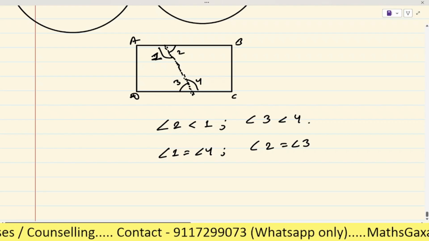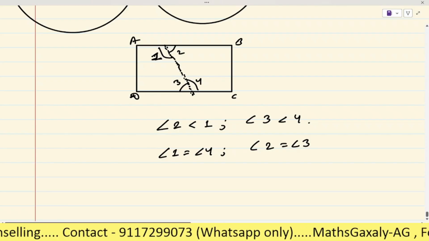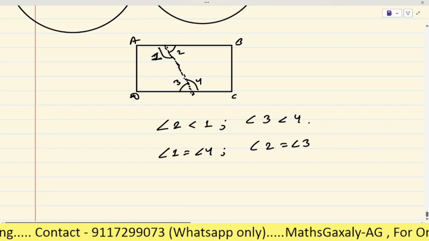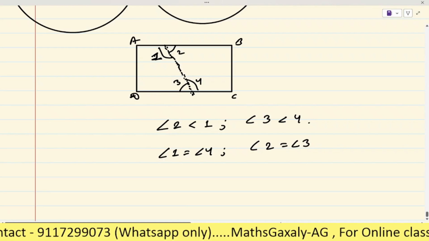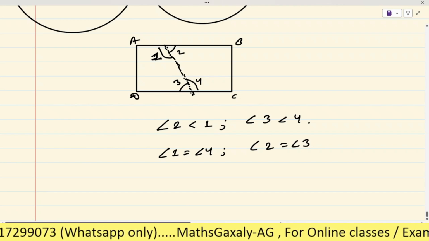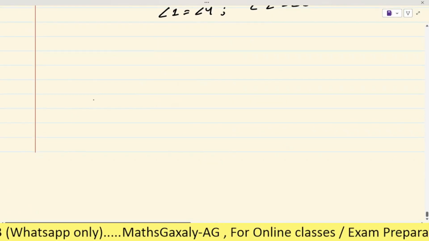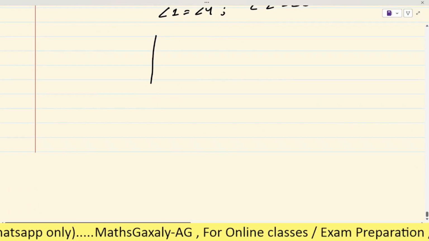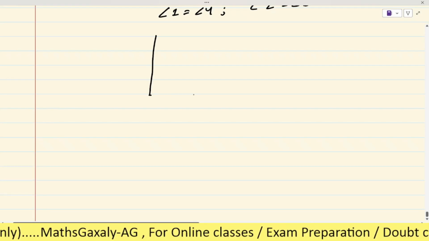If you want to do it practically, you can do it. So 1 and 4 will be the largest angle and 2 and 3 will be the smallest angle, okay? In the second question, in each case, determine which angle is greater and why. So this is a very easy question. Okay, here you have to just check the angle. That's all.